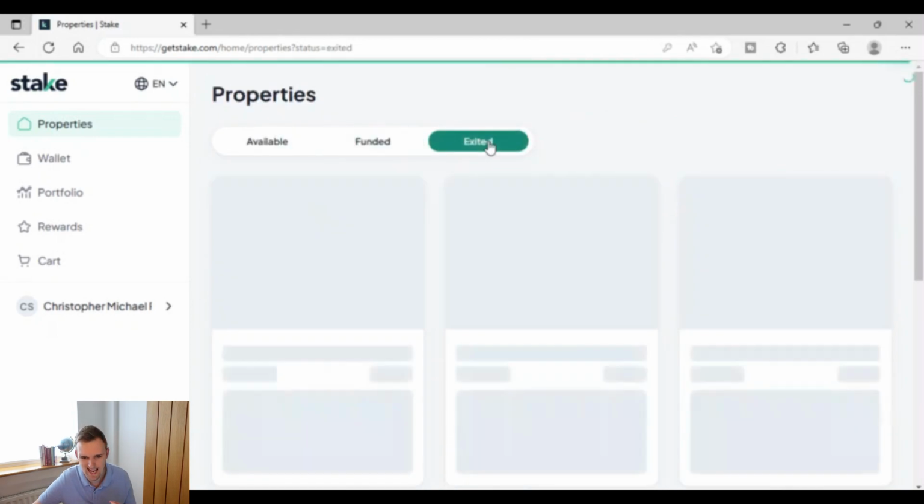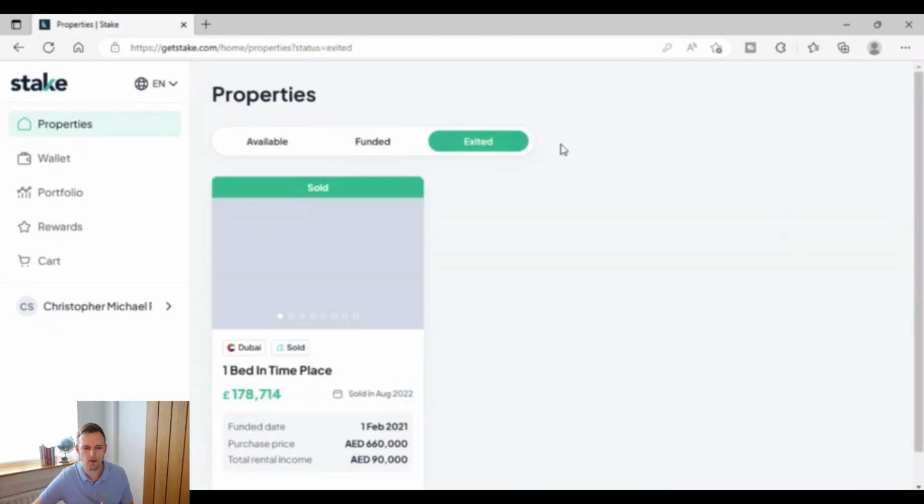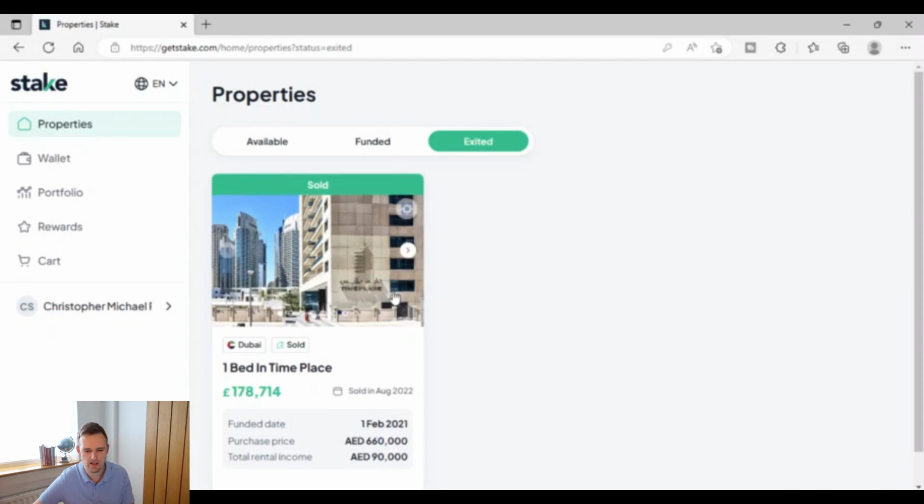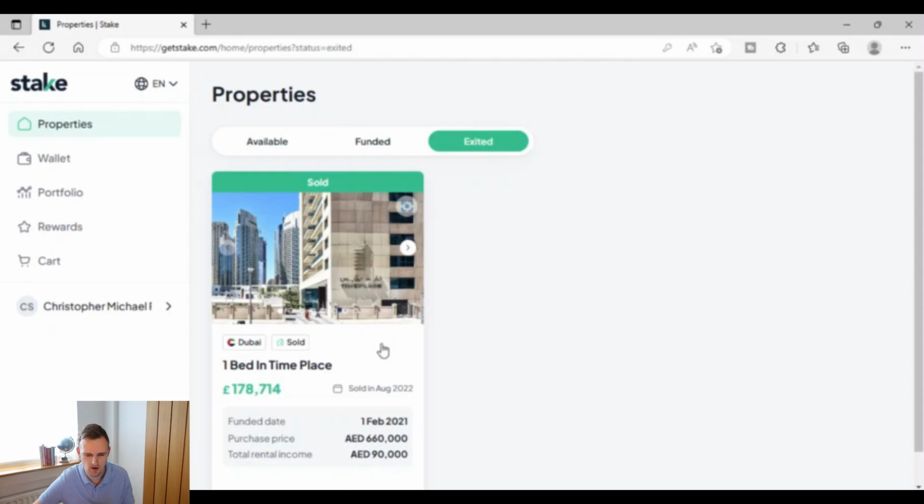Now, if we click onto the exited tab, these are the properties that have been on the site and then they've actually sold them. So their aim is to hold a property on the site for 3 to 5 years and then look to sell them for a capital appreciation and return those gains to the investors. But this one, I believe, had been on the site. So yeah, from February 2021, it was funded and then it sold roughly about a year and a half later in August 2022. And yeah, for a nice profit actually.